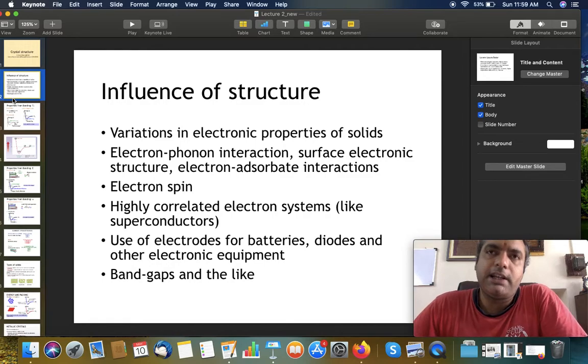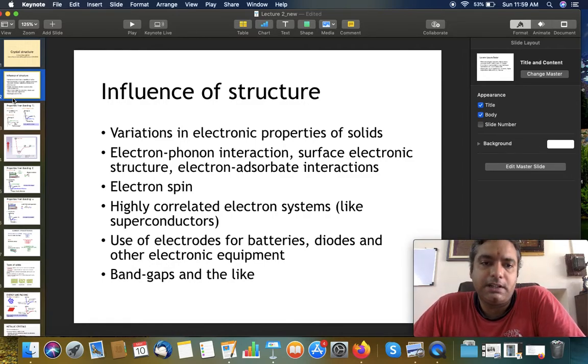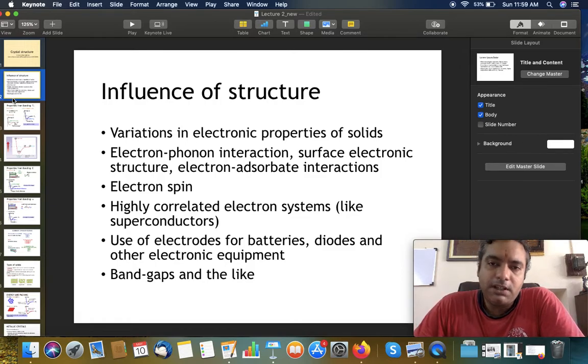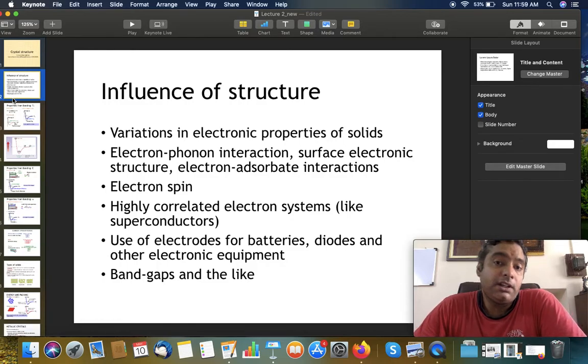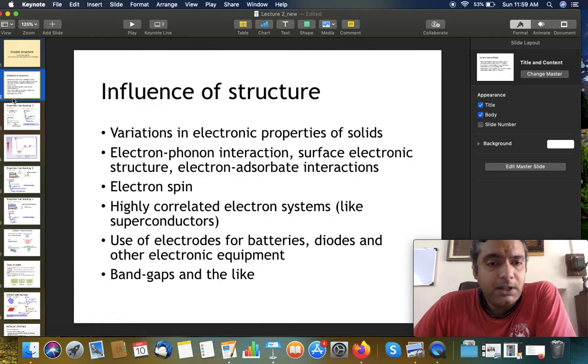advanced materials like Josephson junctions or superconductors, electron phonon interactions and surface electronic properties define very critically their behavior, and also electron adsorbate interactions are extremely important. For example, if we have a superconducting wire and if we have organic impurities, how these two things are interacting plays a very vital role in how electron or current is transported in these superconducting wires. For example, electron spin plays a very important role if we are studying mesoscopic structures.